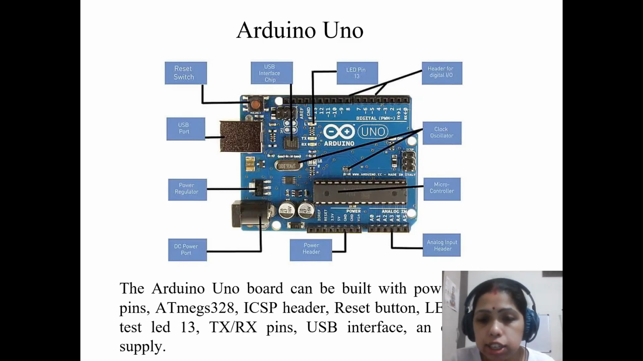If you want to just send analog information to the external device, or if you want to collect analog information inside the microcontroller, you need to use these external analog pins, 6 analog pins.